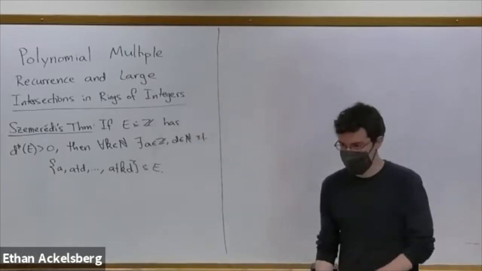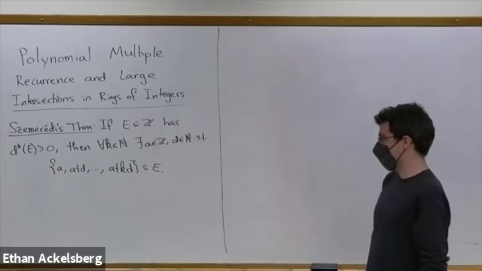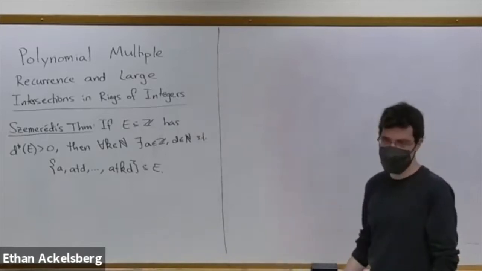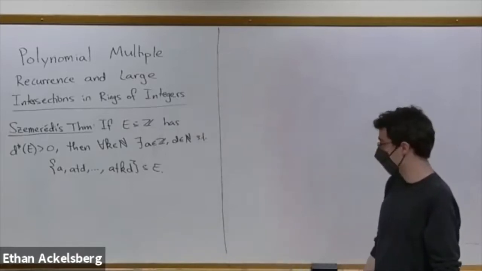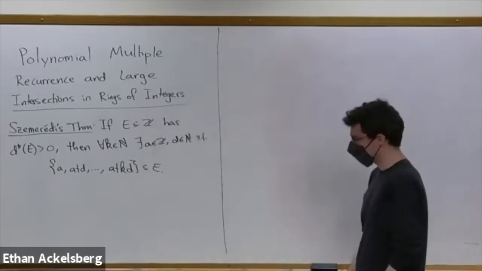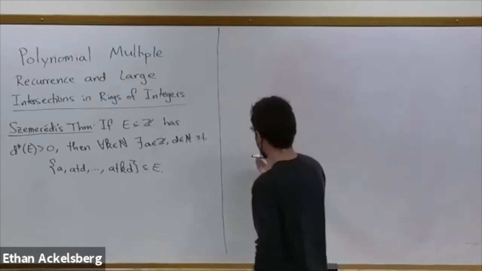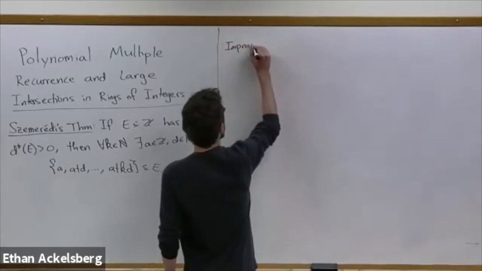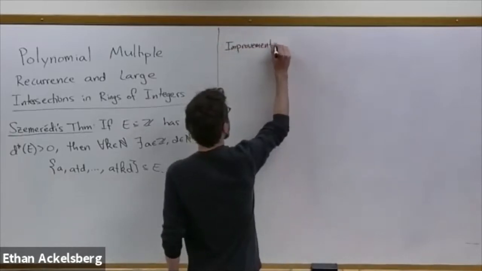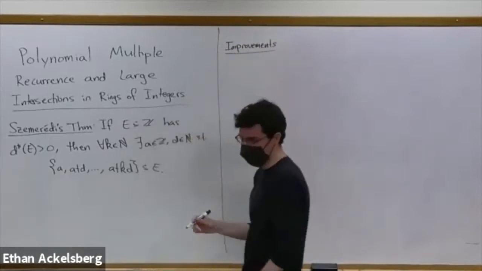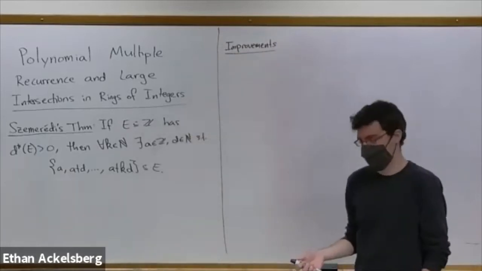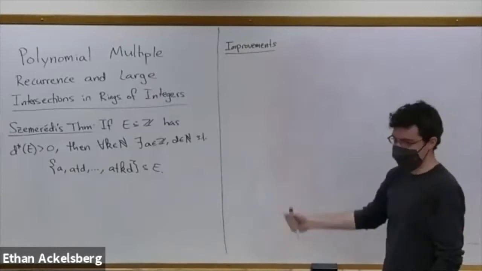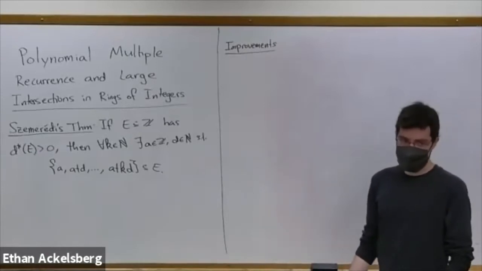Okay, so I want to think about Szemerédi's theorem and what we could do to try to improve this result. So this is really great. We get arbitrarily long arithmetic progressions in any large subset of the integers, but there are other things that we could try to do. And I want to list some different kinds of improvements on this result. Actually, does anyone have ideas how we could improve this?